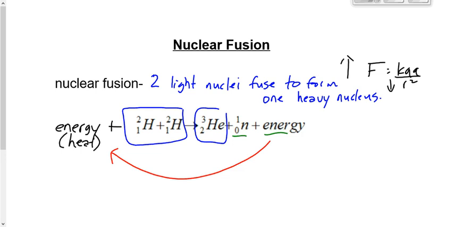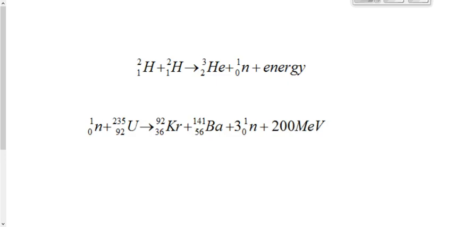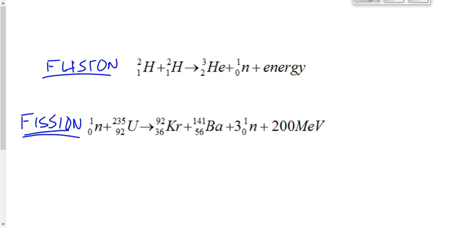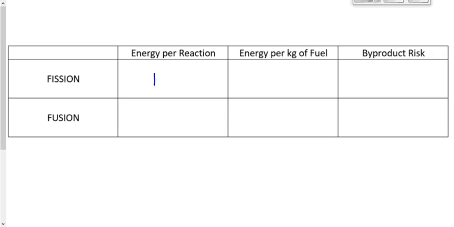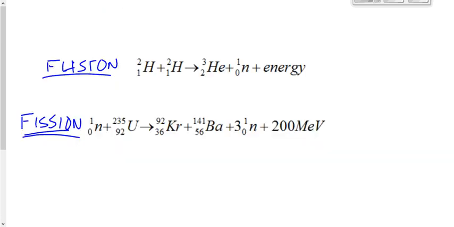Is the fusion bomb more powerful than the fission bomb? Yes, it is. But if you look at an individual reaction, this one's fusion, this one's fission. If you look at a single reaction of fission, it is actually more powerful than a single reaction of fusion. If we rank these, fission would be more powerful than fusion. Well, how do we reconcile that?